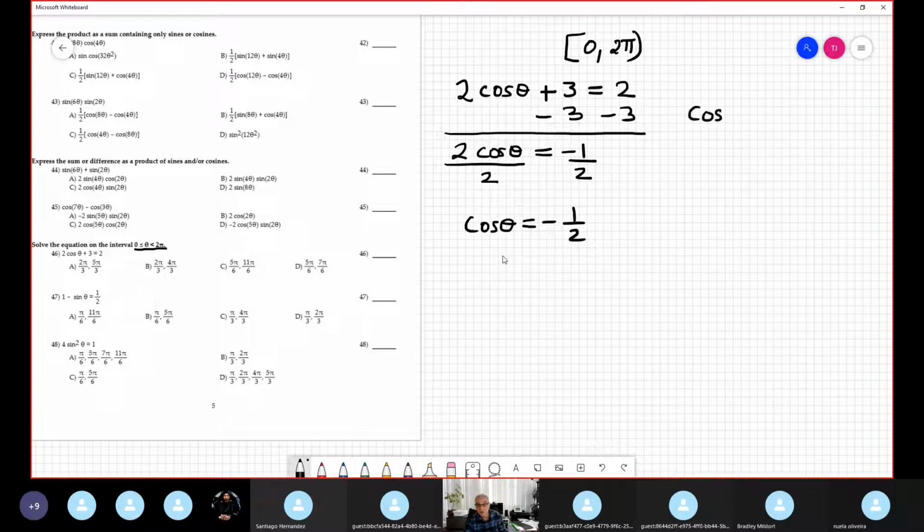The first part is cosine 60 is 1/2. At least the same value, but a different sign, no? But it's logical because 60 lies in the first quadrant. However, the angle that I'm looking for lies in the second quadrant or in the third quadrant, in which the cosine is negative, because I know all trigonometric functions are positive in the first one, and cosine is positive.